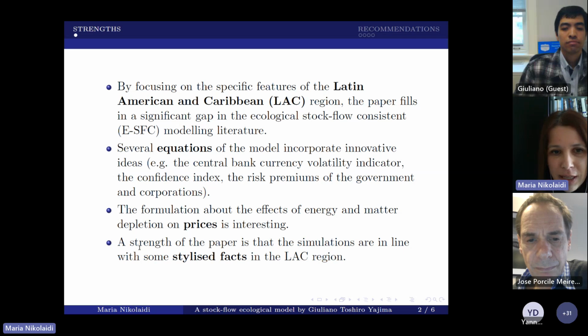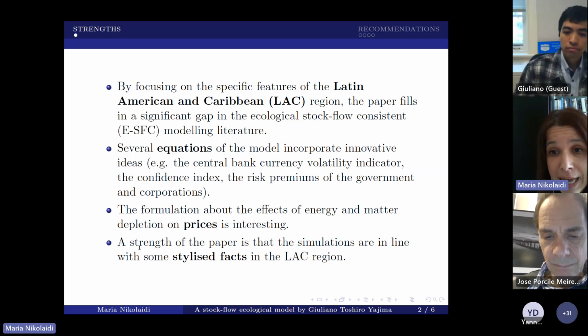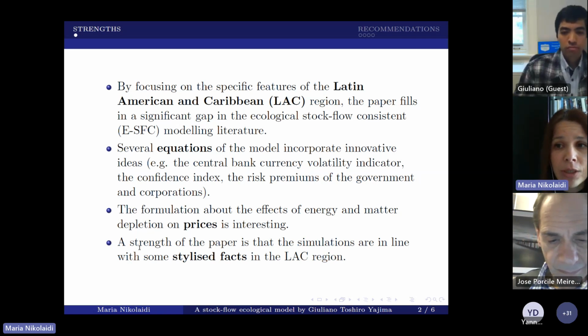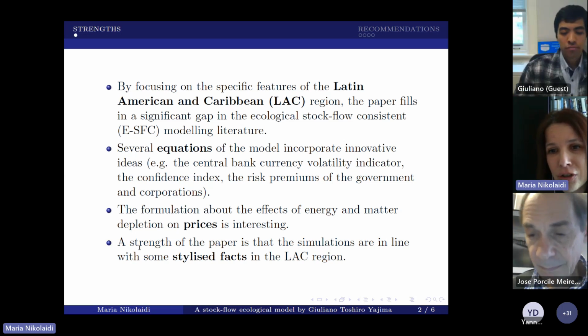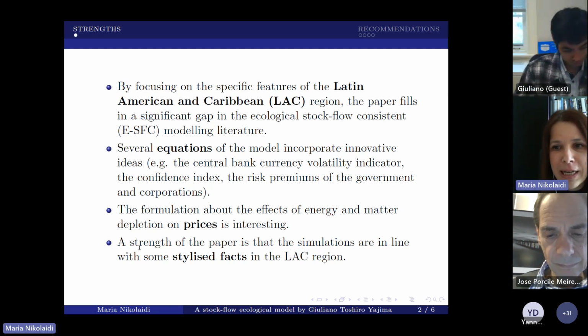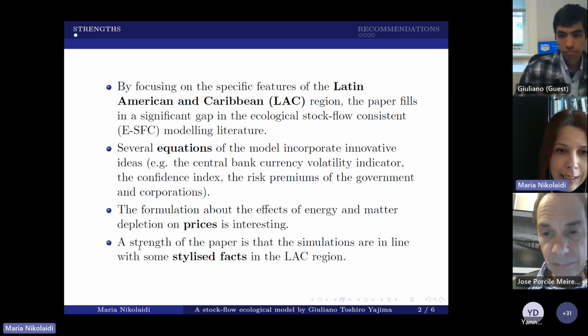As you said in your presentation, there are some ecological stock flow consistent models that have been developed over the last years, but most of them are global. They refer to the global economy. So I really enjoyed that you have developed a Latin American and Caribbean region ecological stock flow consistent model, basically because this model can investigate the effects of climate change. And we know that climate change is going to affect the Latin American and Caribbean region a lot, and also transition policies might affect the region as well.